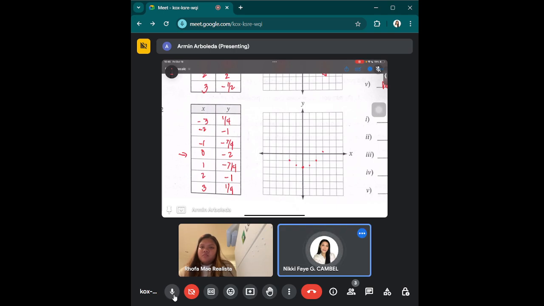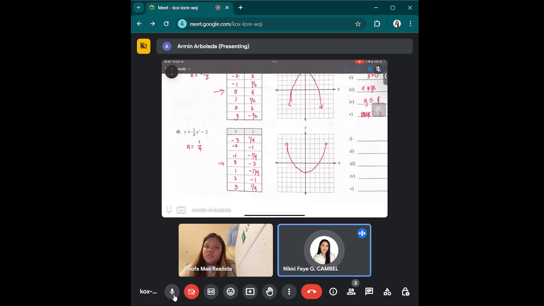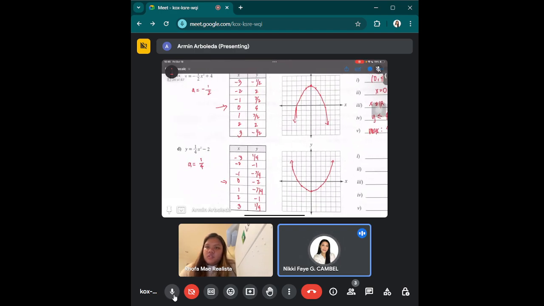Reflect it on the other side. You're going to get something like this, and then you're going to connect the dots. So here's now our graph. What do you notice compared to the previous graph? It's much wider, right? Since our a has gotten smaller.